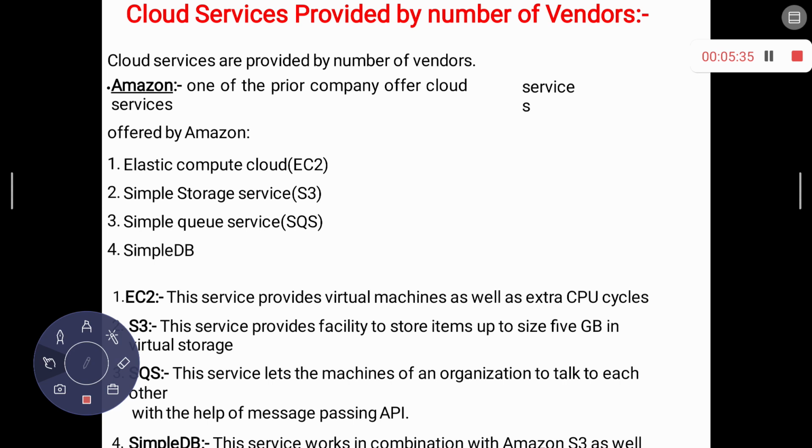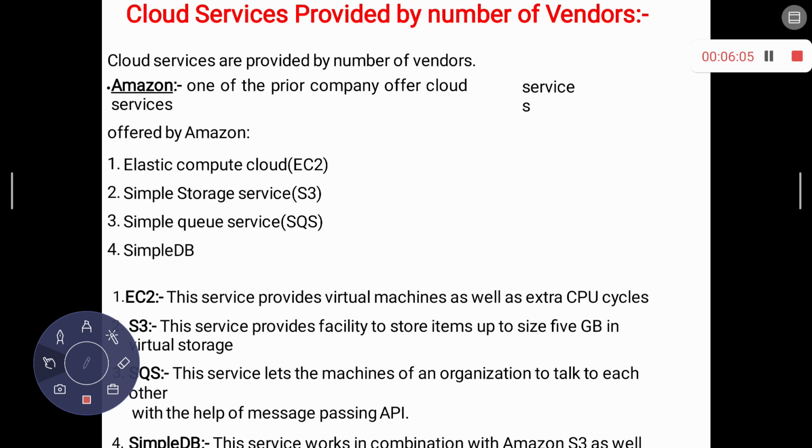Whatever services are provided by Google, they have tied up with many other applications. So that's the thing. So the second cloud service type is S3. What is S3? A service that provides the facility to store items up to 5 GB in virtual storage, right? Third one.